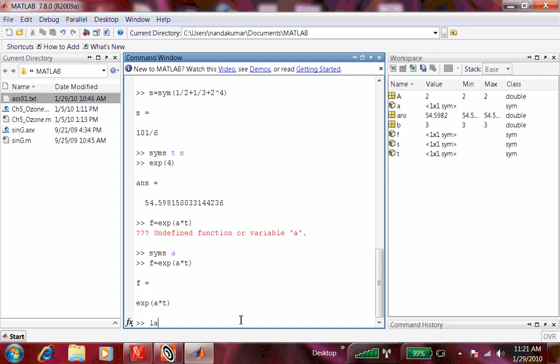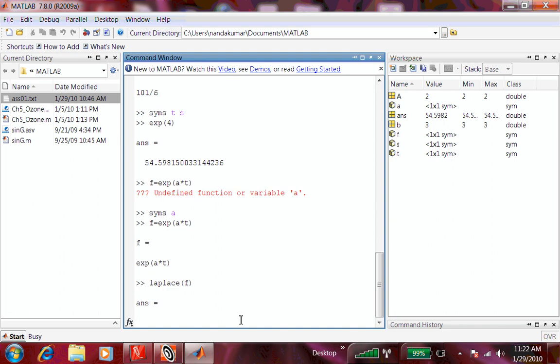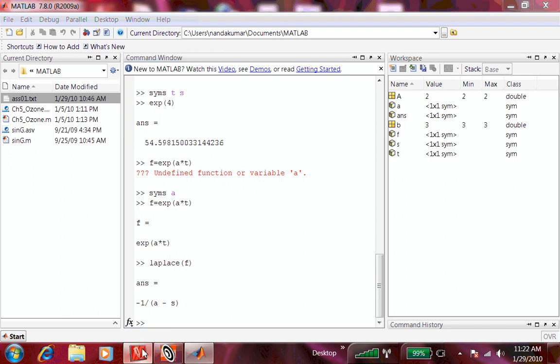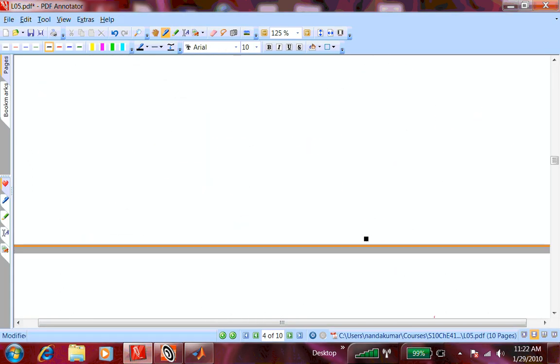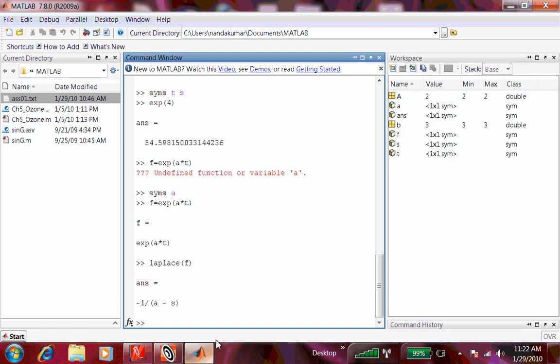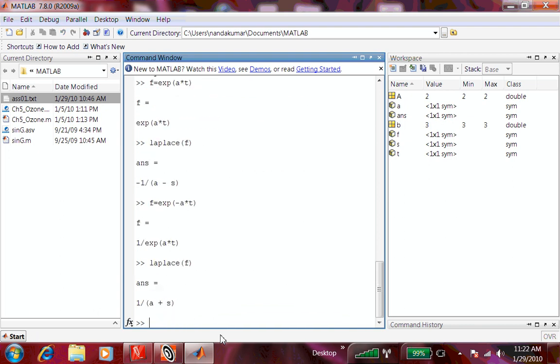Now, there is a function called laplace, as you would guess, that can take f and give you the Laplace transform. So f has to be a symbolic expression, no matter how complicated it is, and it gives you the transform of that. Is this what we got in the table? What is the difference between what we have here and what we have in the table? Here you have e to the power minus at. It gave us 1 over s plus a. Is that what I got? Not quite. In order to get that, I should define f as e to the power minus at. Then I do laplace, and you get 1 over s plus a.